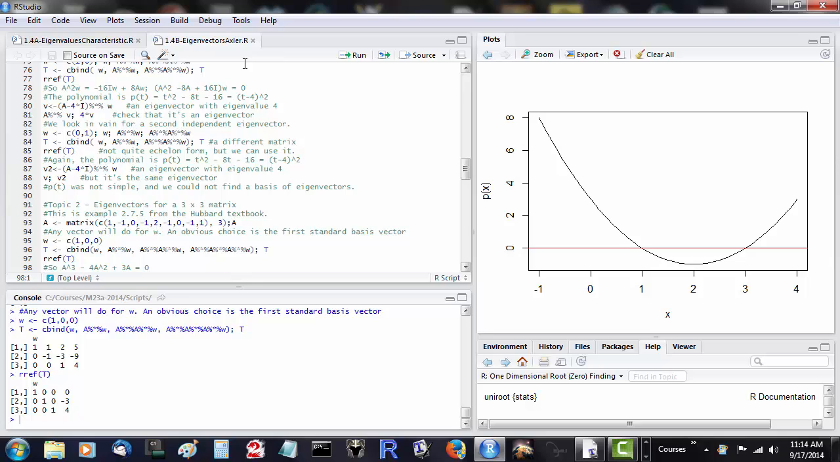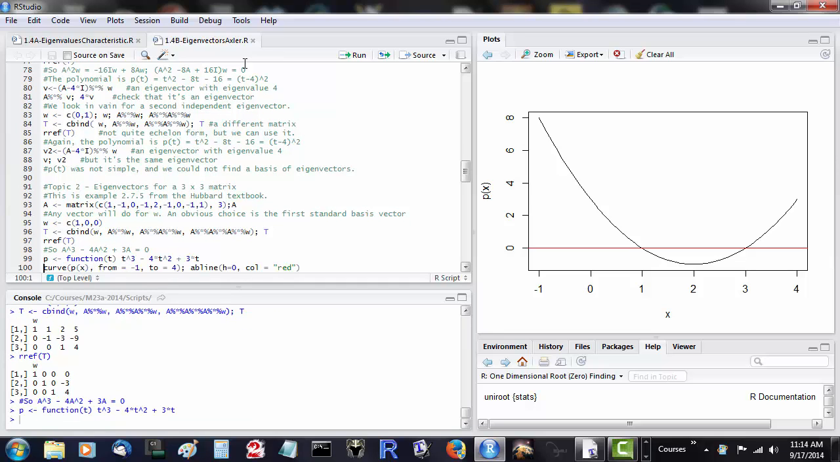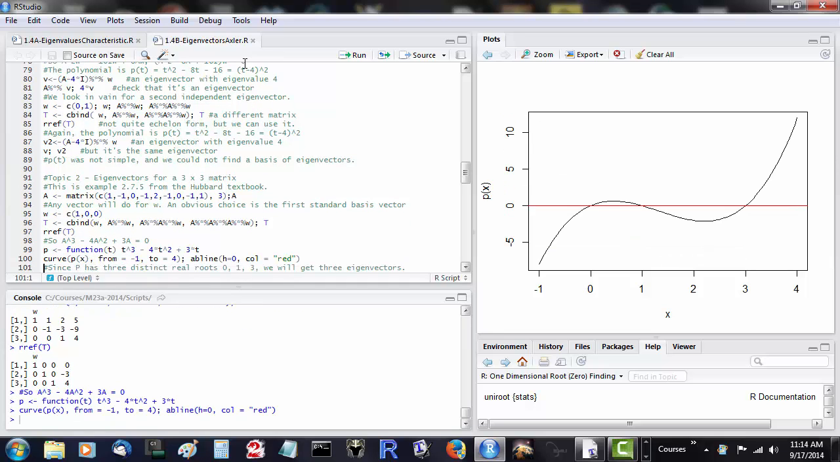This was chosen for the textbook, I'm sure, because having A as a factor, although it's cubic, it's easy to factor completely. Here's my polynomial as a function of t, and if I plot it, R shows me that the graph of P intersects the line at 0 three times, and the 3 roots of this polynomial are 0, 1, and 3.